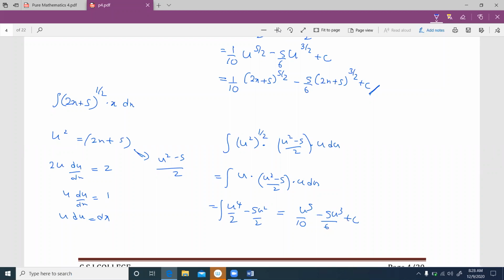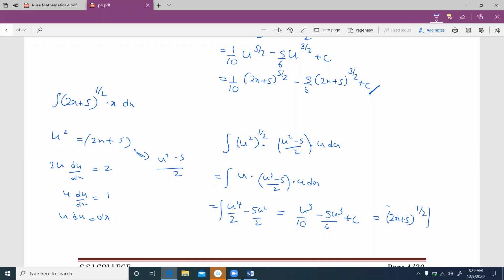Now you can see the same concept works. Then you can replace u. The method is to replace and you get the answer. Here you can write u to the power 5 as 2x plus 5 to the power 5 over 2, because u is 2x plus 5 to the power half.